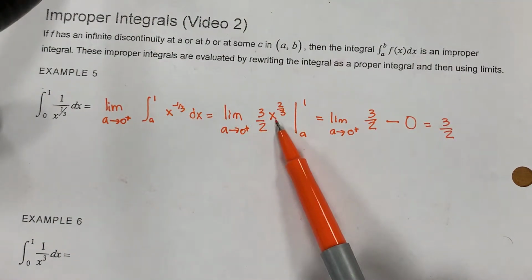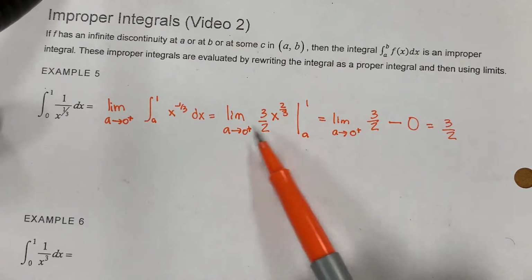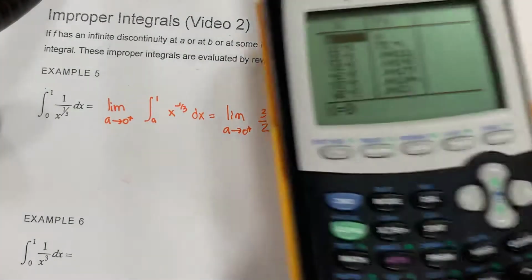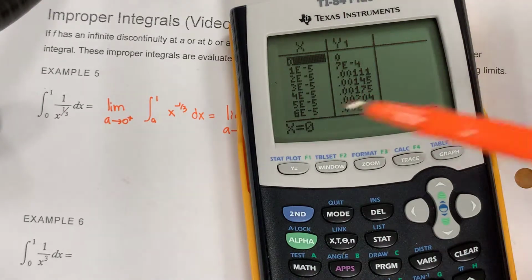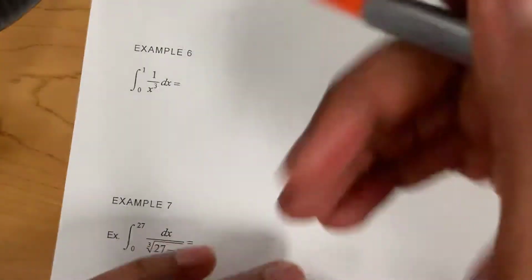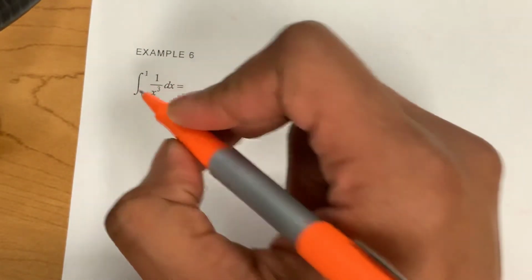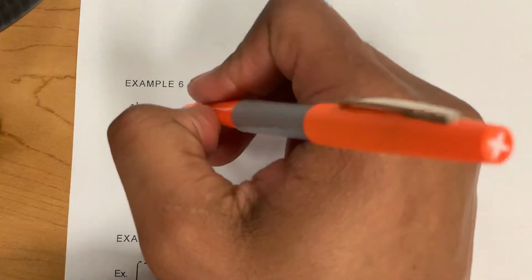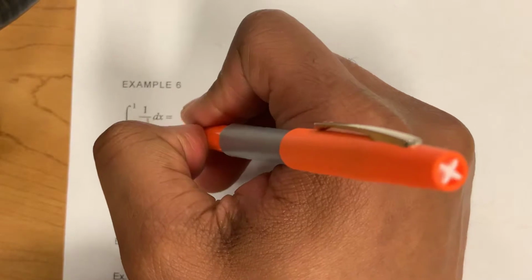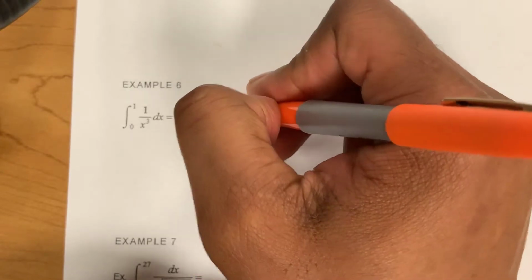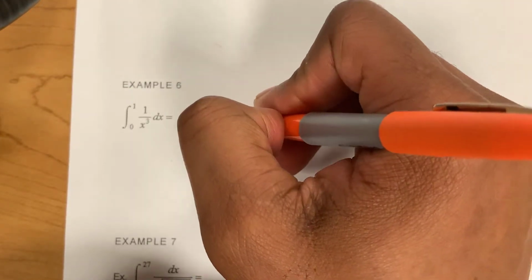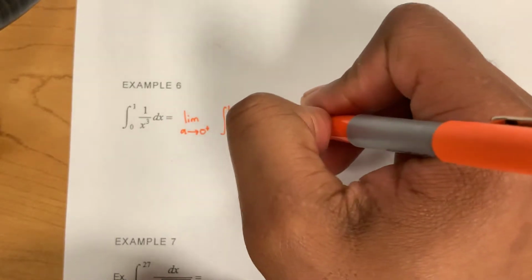Now again, we can just substitute in 0, but in some of these it's going to be impossible to substitute in the limit. So I want us to understand how we arrive at our conclusions if we can't substitute in the value. So for example 6, we still have a 1 over x cubed, and in this case we have a 0 in the denominator, which is our point of discontinuity. All right, that's better in focus. So the first thing is we're going to make this the limit as a approaches 0 from the right of the integral from a to 1 of x to the negative 3 dx.